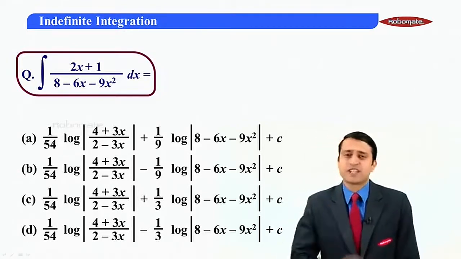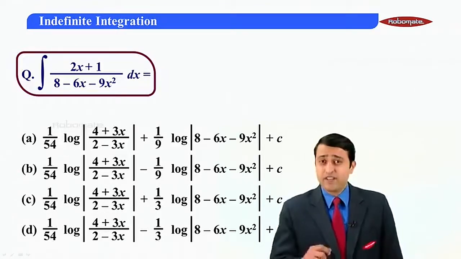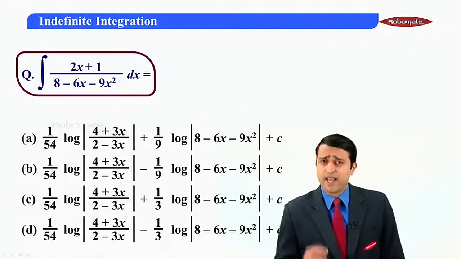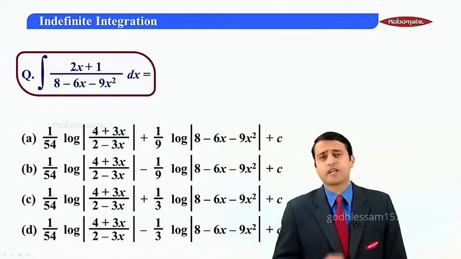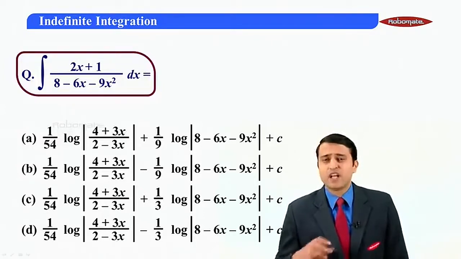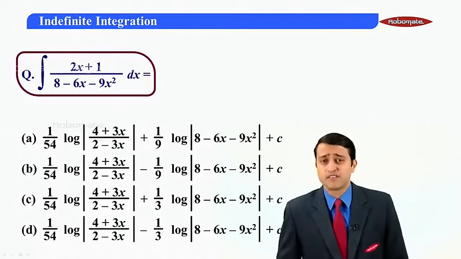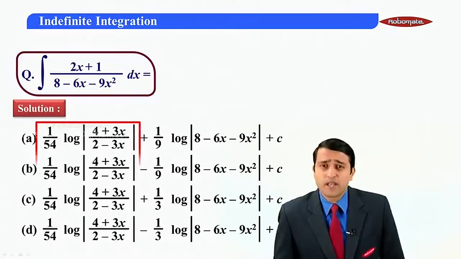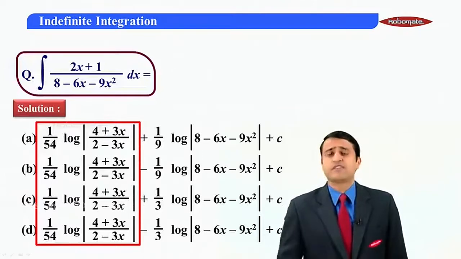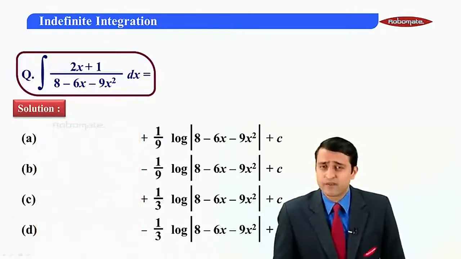Now my dear students, when I see the options here, every option has the first part as 1 by 54 log of 4 plus 3x upon 2 minus 3x. So it's very clear that the answer should contain this part because all the 4 options have the same. So I will not pay attention to this part of the answer. Let me just forget it for some time.